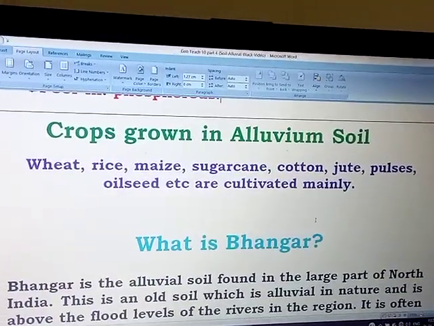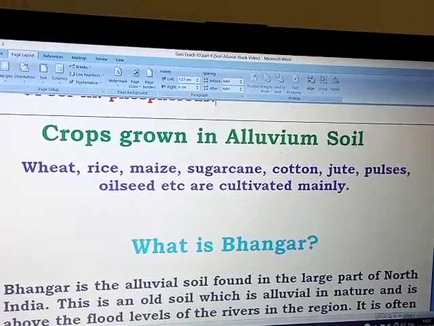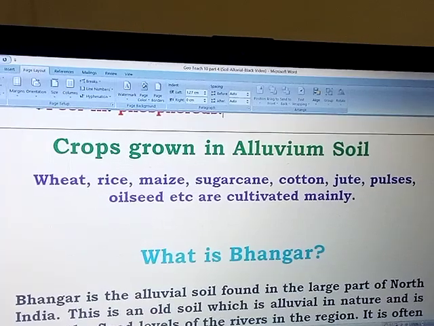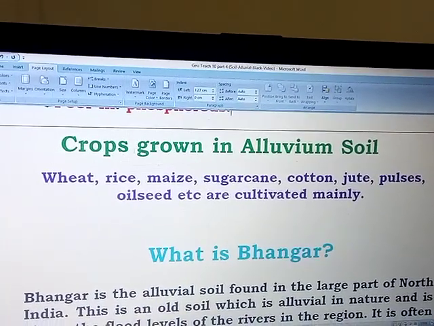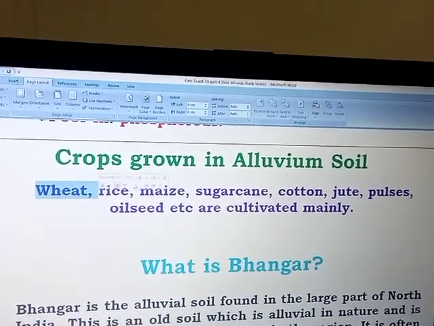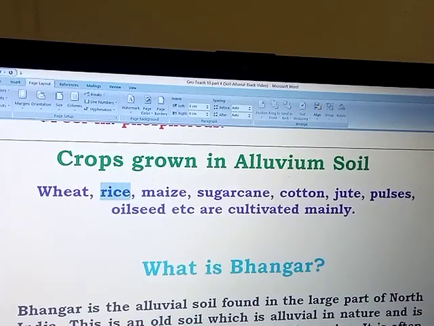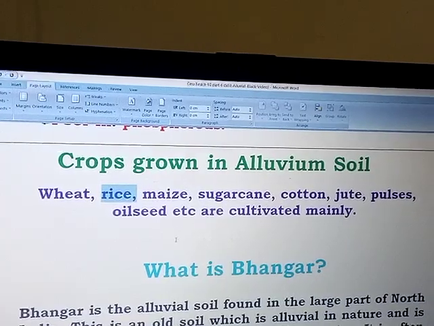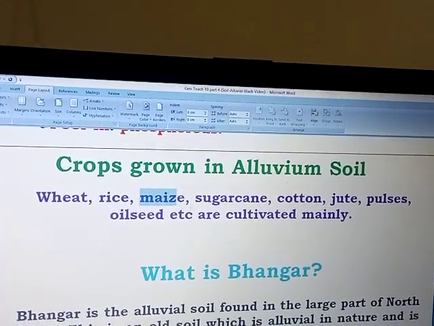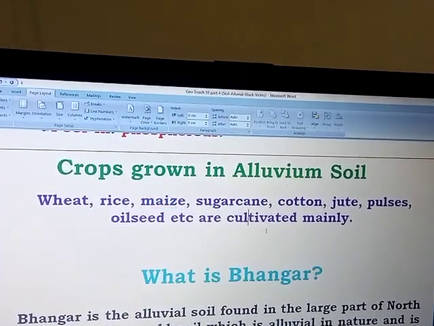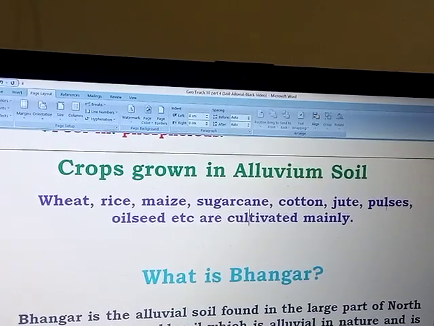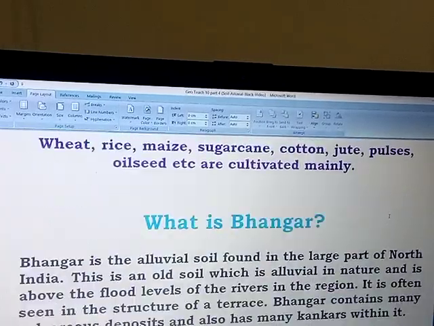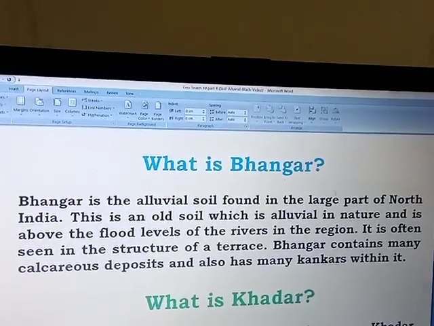What are the crops that normally grow in alluvium soil? Well, since alluvium soil is so fertile, anything can grow. However, widely, it's wheat in Punjab, then rice in Bengal, Assam, Odisha, etc., and some parts of Tamil Nadu, and then maize, sugar cane, cotton, jute, pulses, oil seeds, etc. are cultivated mainly.